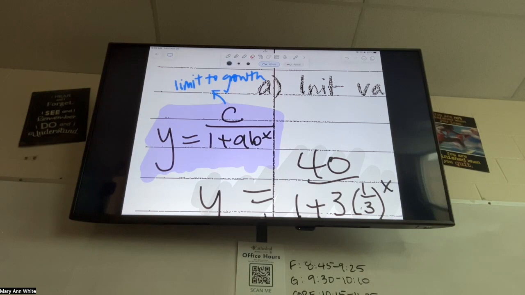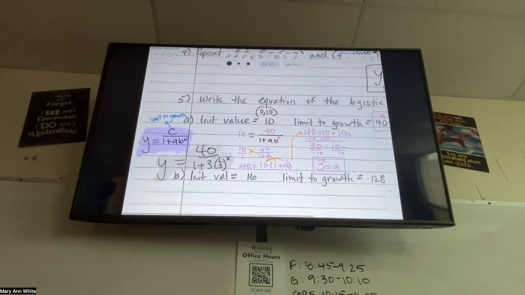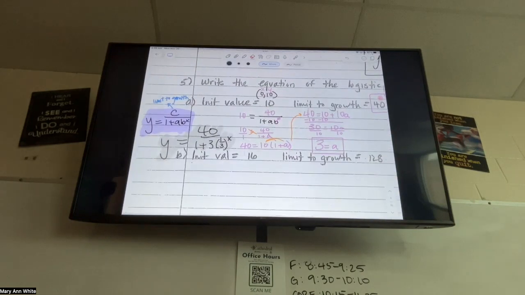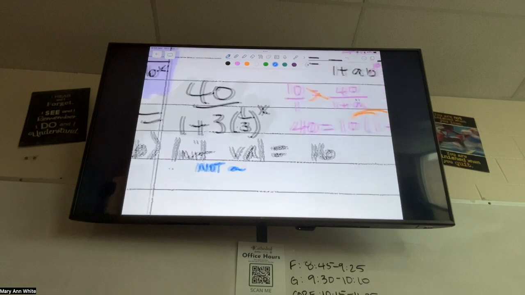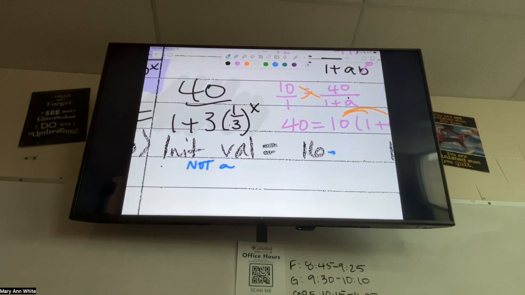So I'm going to go look at my new problem. My initial value, as tempting as that is to make that a, it is not a. My initial value is not a, okay? It helps us find a, but it's not a. Remember that we want to write that as an ordered pair. The ordered pair is 0, 16, and then we can use that as an x and a y.